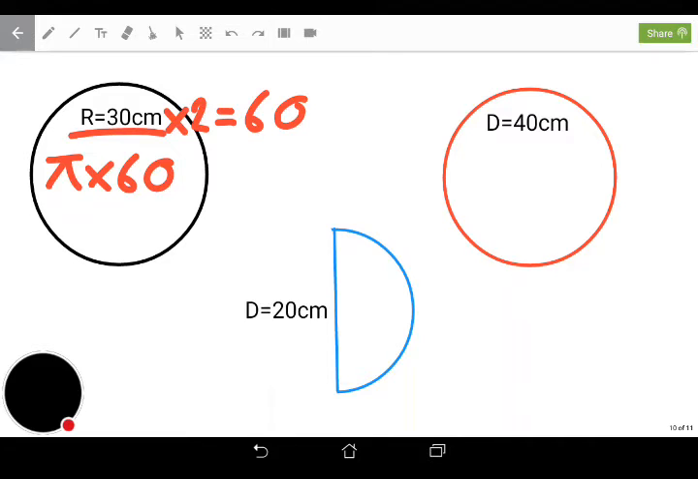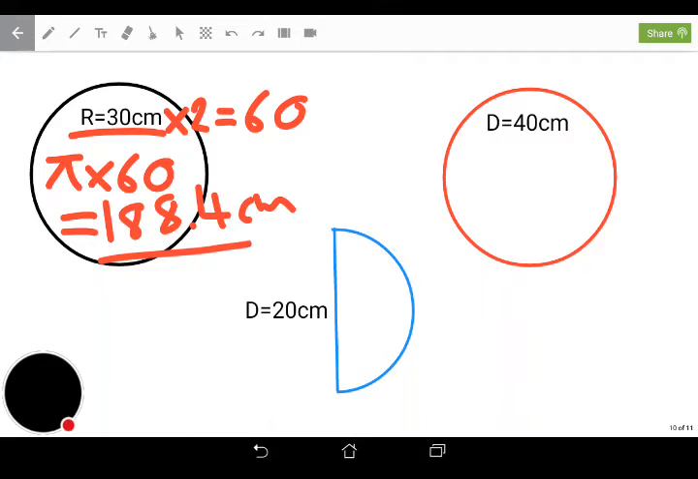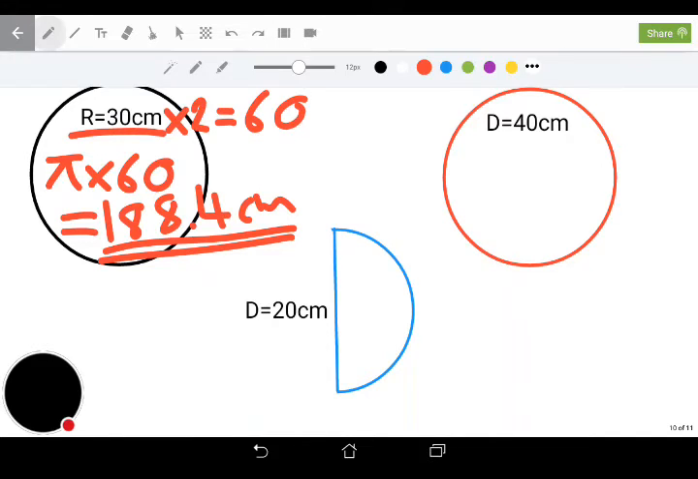of this circle. So that gives me 188.4 centimeters. You know, area, like we did earlier, comes in centimeters squared, meters squared, kilometers squared, etc. Circumference just comes in centimeters, meters, those sorts of measurements.